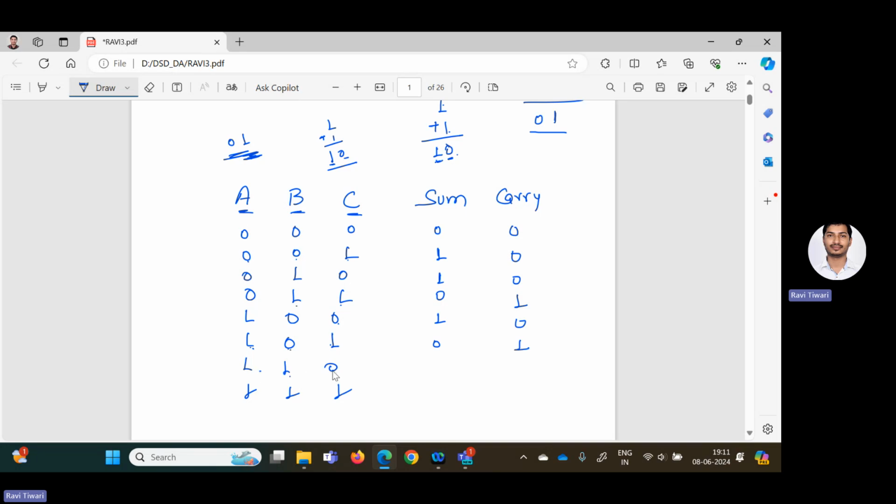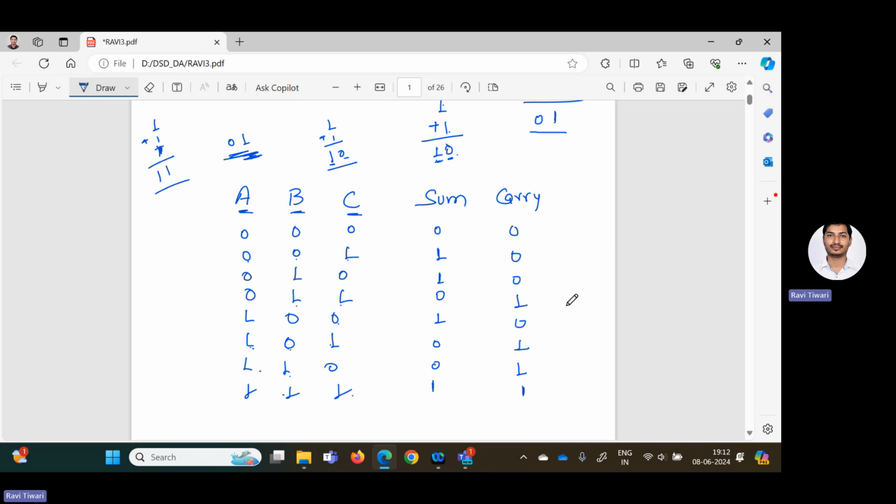1 plus 1 plus 0, again output is 2, and we can represent it as 0 and carry 1. And if you add 1 plus 1 plus 1, output is 3. How can we represent 3? By 1, 1, right? This is the binary representation of 3. That means sum is 1 and carry is also 1.